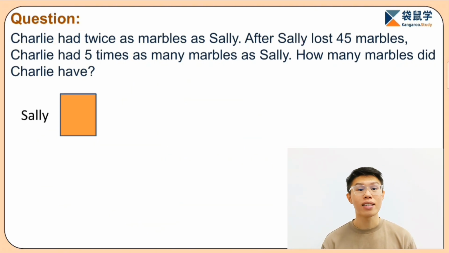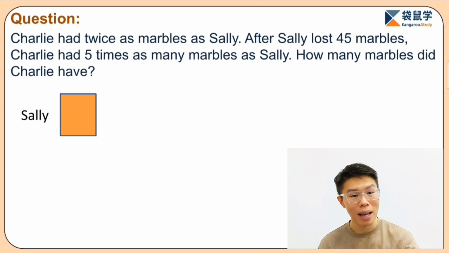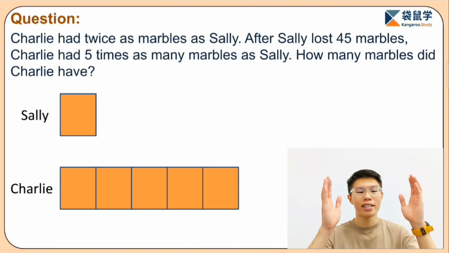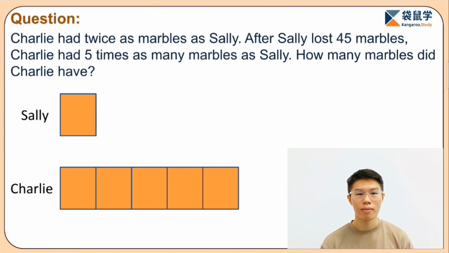We said Sally has 1 unit. So Charlie has 5 times as many marbles, 5 units for Charlie. This is the after situation. So we go backwards. Sally lost 45 marbles. Before that, she still had it.